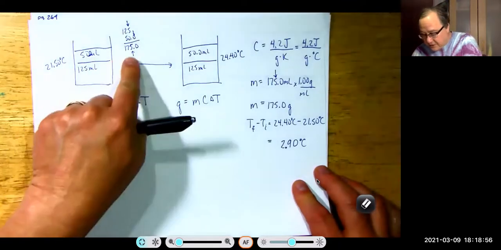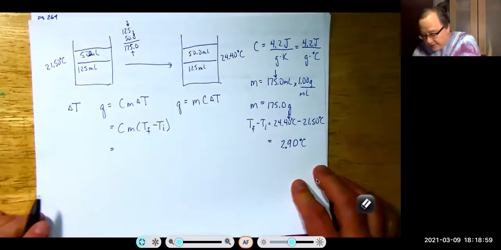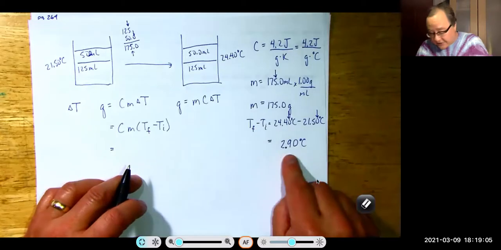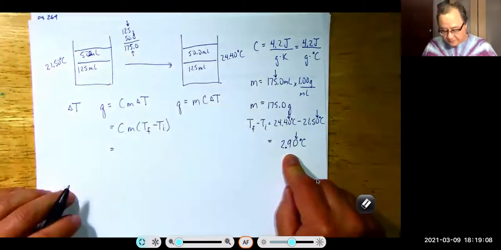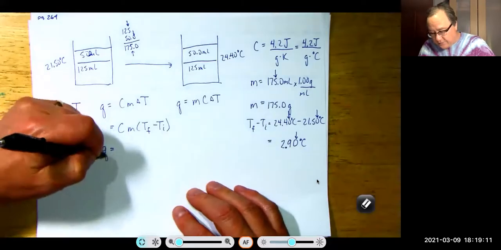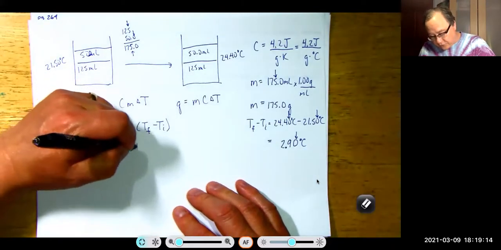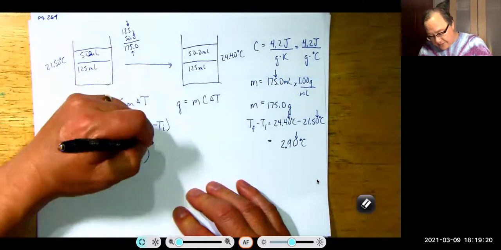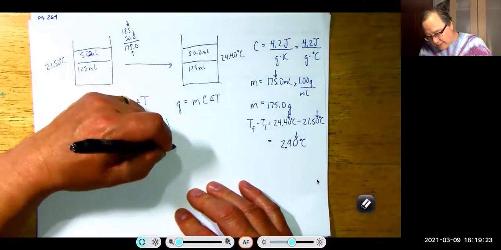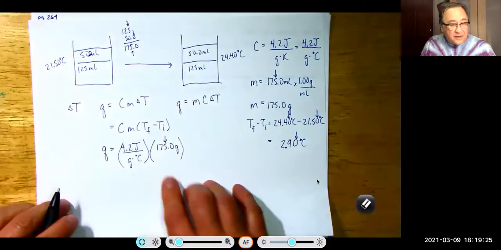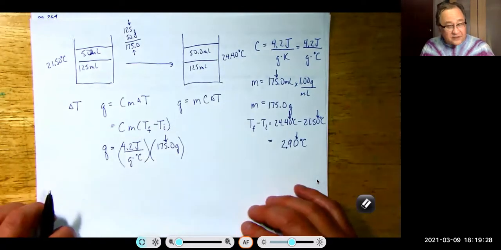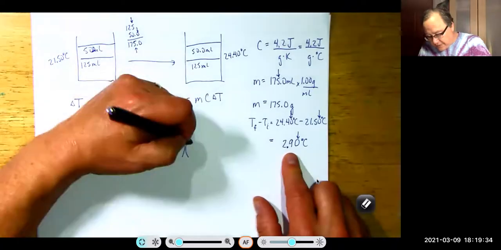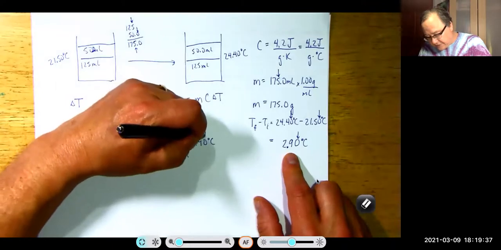And just like over here, we look at the precision of each of the beginning numbers. They're both precise to 2 places over from the decimal, which means this is precise to 2 places over from the decimal. So now we can calculate the Q as 4.2 joules per gram per degree Celsius. That's C. The M is 175.0 grams, but I'm going to put an arrow to the 5, indicating that I'm carrying an extra significant digit before I round. And then I have 2.90 degrees Celsius. So I'm going to put an arrow to the 0.